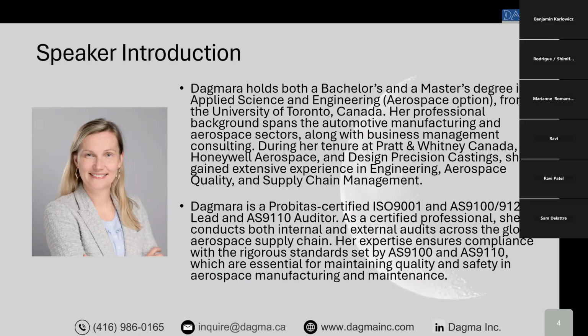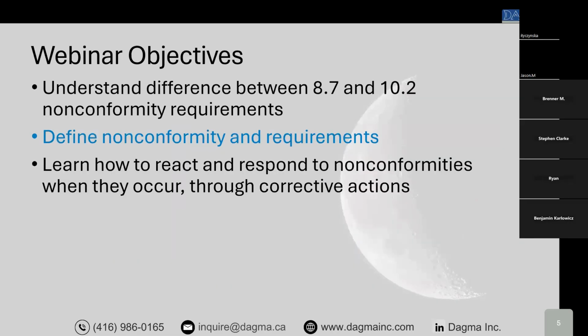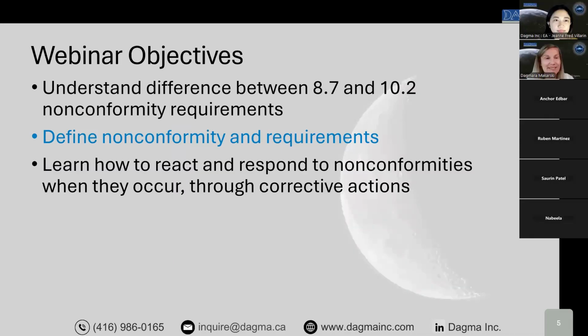So our first topic is on corrective actions. They are most often, of course, discussed and reviewed because they are outcomes of audits and other situations. So the objectives for our webinar today are to understand the difference between Section 8.7 and 10.2 for the nonconformity requirements. I do see some misunderstanding in some organizations, of course, so we will discuss that. Define nonconformity and requirements. Learn how to react and respond to nonconformities when they occur, and through the corrective actions.